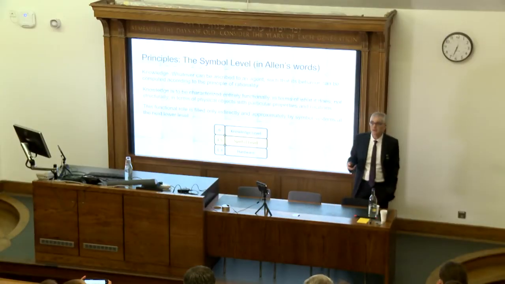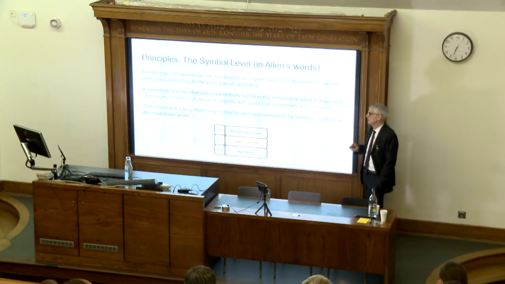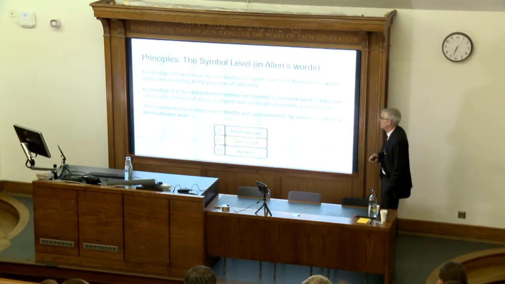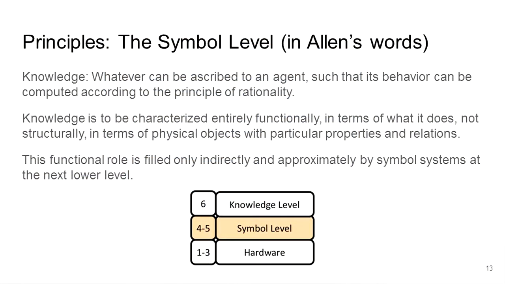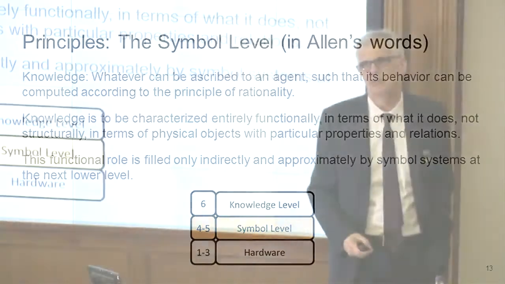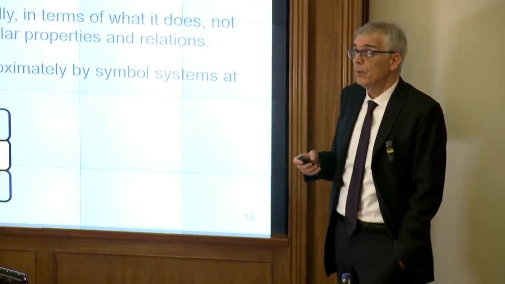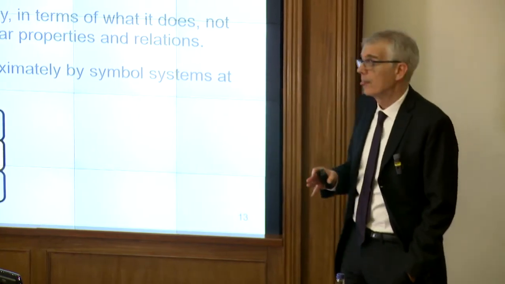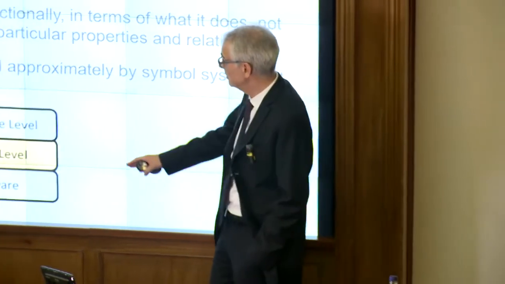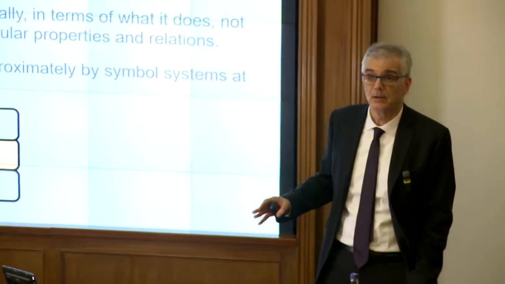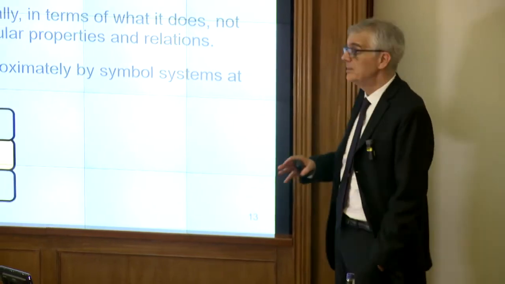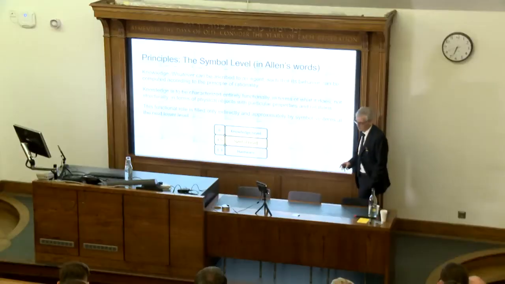What is important is the knowledge that is exhibited at the knowledge level in the behavior of the machine. So this functional role is filled only indirectly and approximately at the next lower level, which is the symbol level. So basically the knowledge level doesn't impose any specific choice of what happens at the symbol level. As I said, a neural network is a perfectly valid candidate as long as it exhibits the behavior that we can call intelligent.